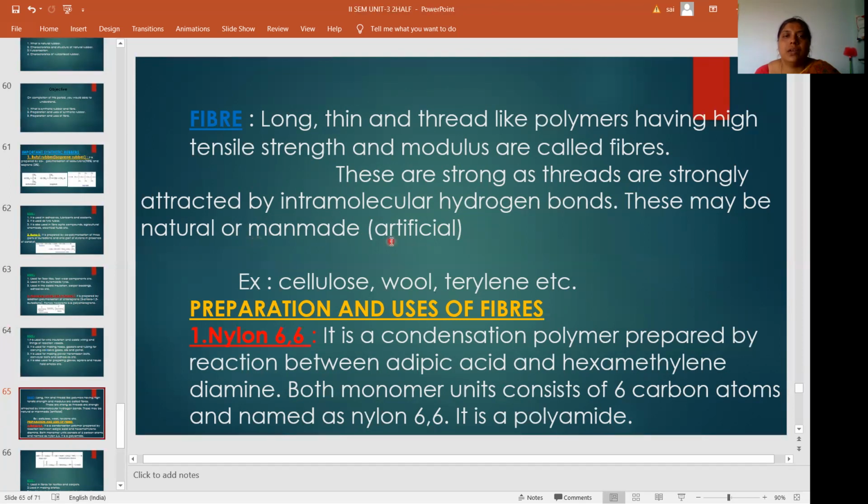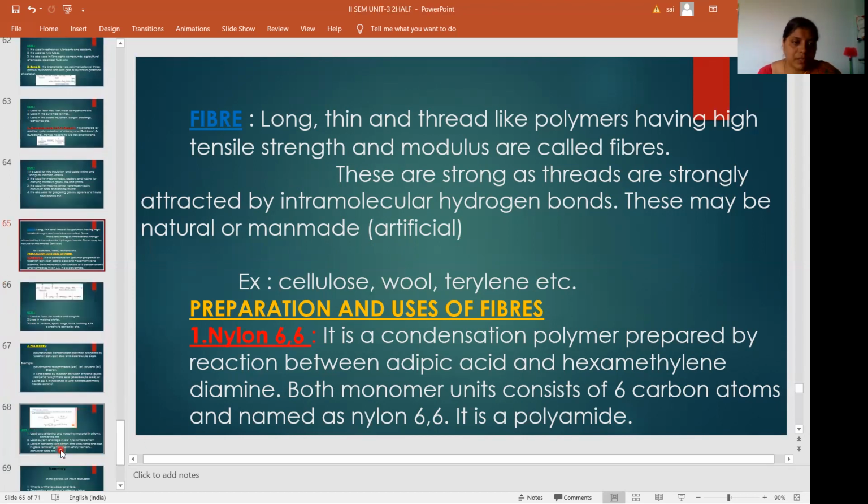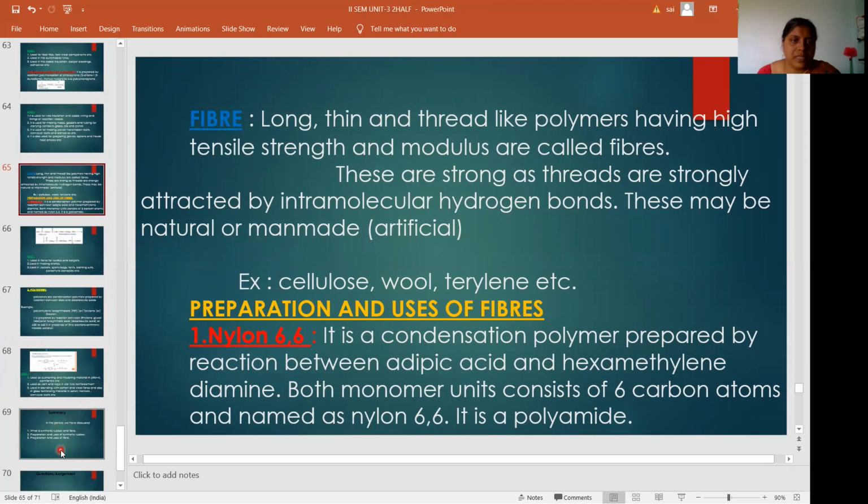These may be natural or man-made. Natural fibers will be there and artificial fibers will be there. So examples for fibers: cellulose, wool, terylene. So these all are fibers: wool, cellulose, and terylene. In your syllabus, I think just 2 fibers. Okay, so we'll see the preparation and uses of those fibers.